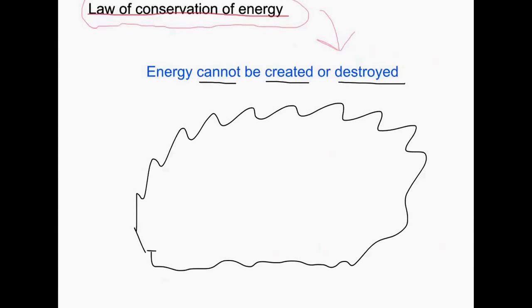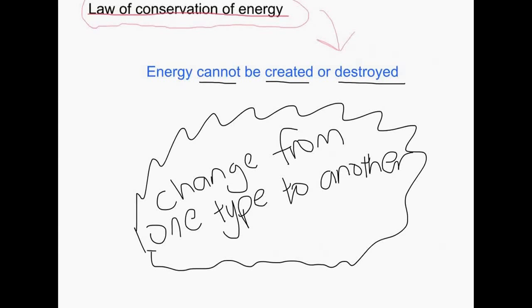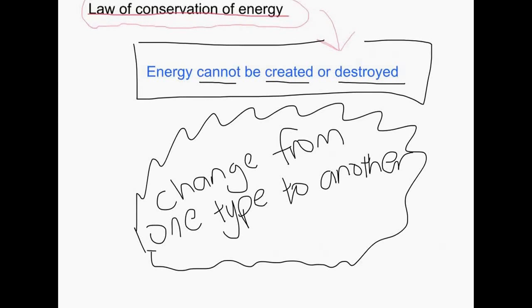In everyday life, we always talk about how we use up energy. The only way you can do that is to change it from one type to another. Remember, this is really, really important. Energy cannot be created or destroyed. It can only change from one type to another. So what do we mean by that? Let's recap what we need to know.